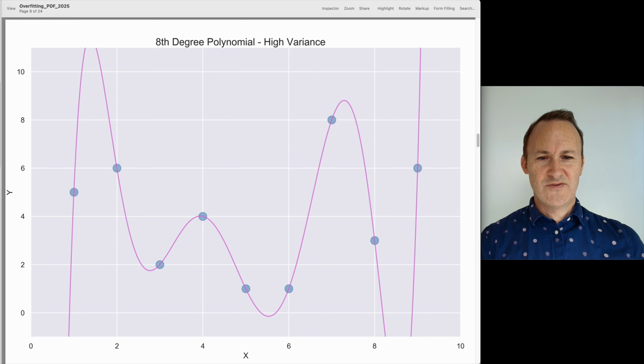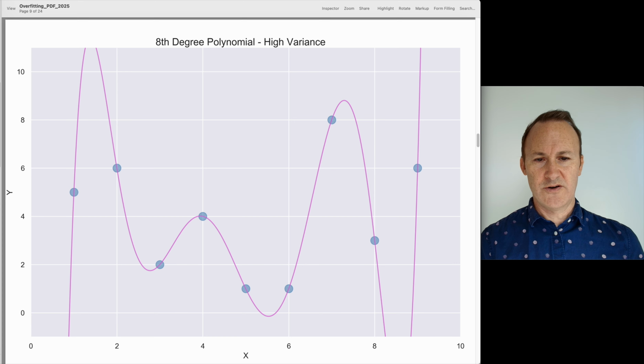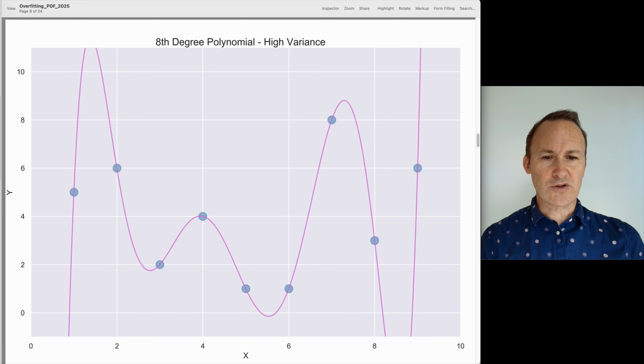This is an 8th degree polynomial, and it has what's called high variance. So this perfectly captures the data. This is a perfect model. And so your initial thought might be, well, that's great. Now, if we were simply curve fitting, we've done it. We have found a curve that fits this. No matter how many points you have, you can fit those points with the right degree of polynomial.